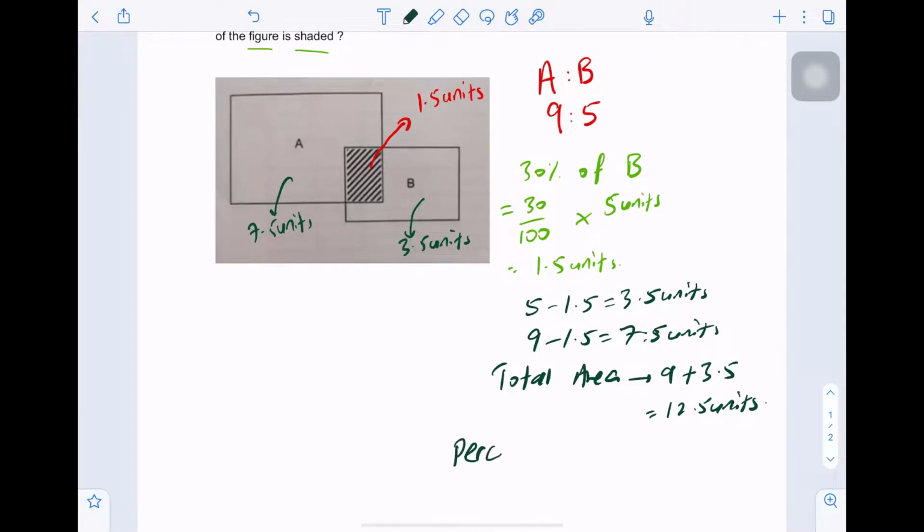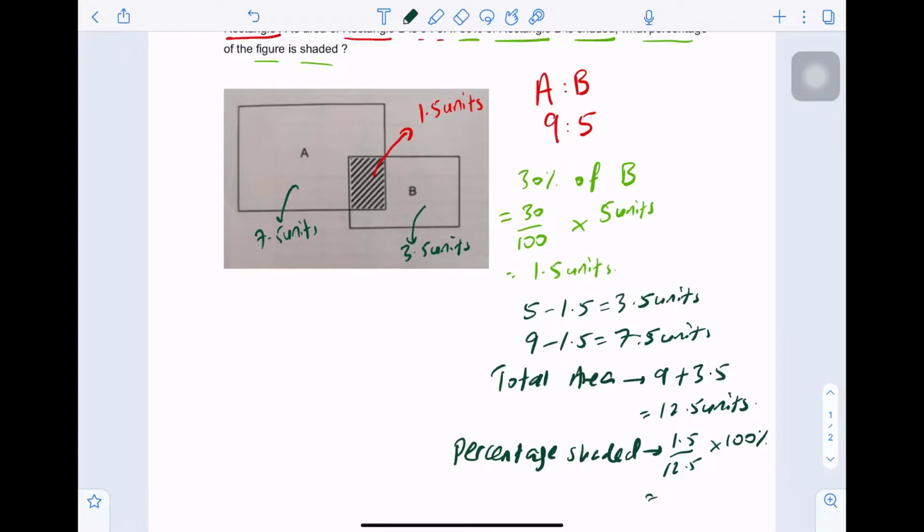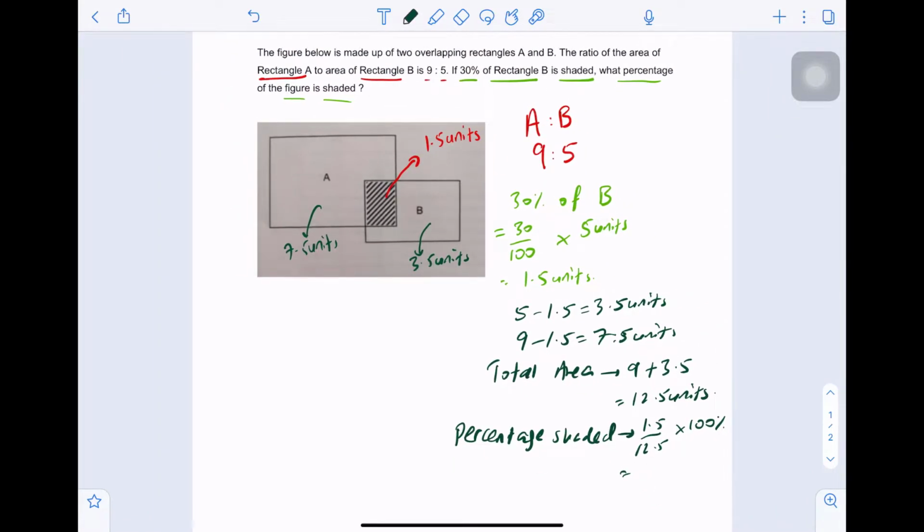So percentage shaded will be 1.5 over 12.5 times 100%, and we'll get an answer of 12 over 49 percentage.